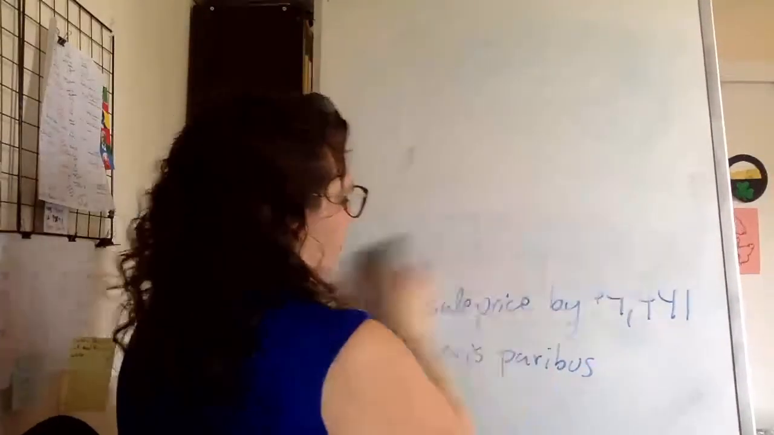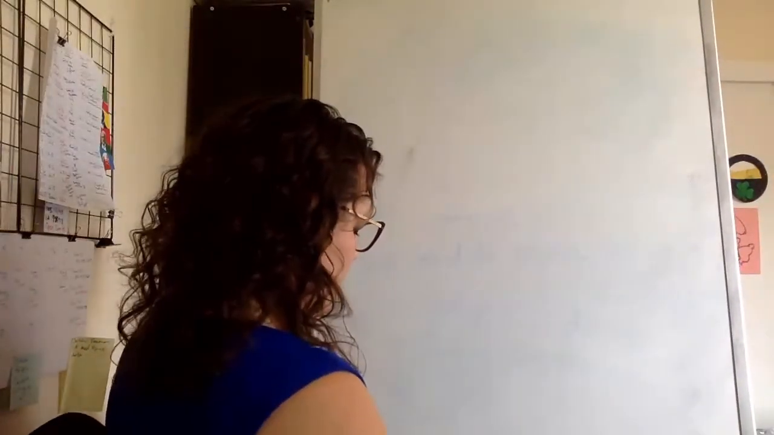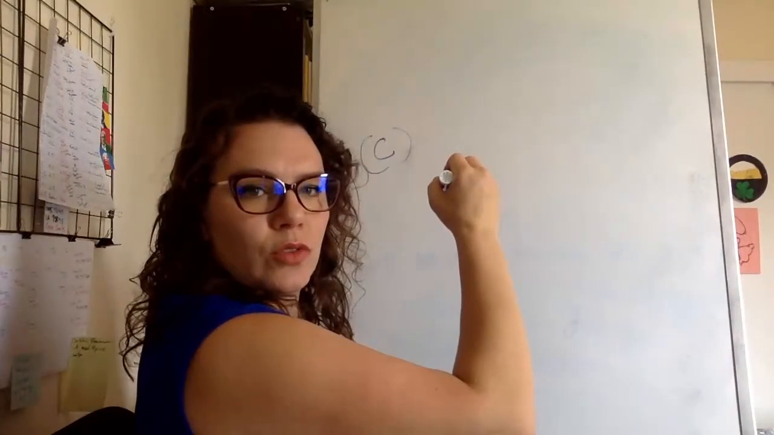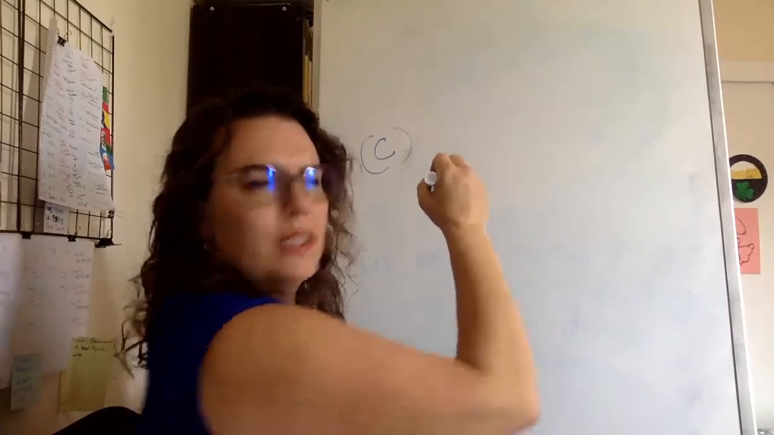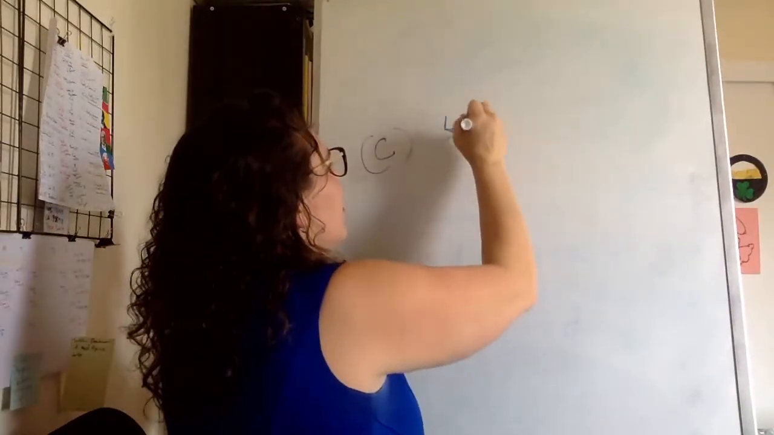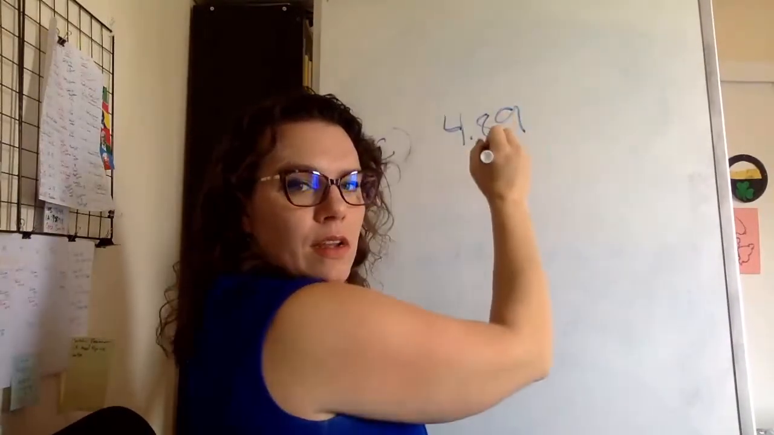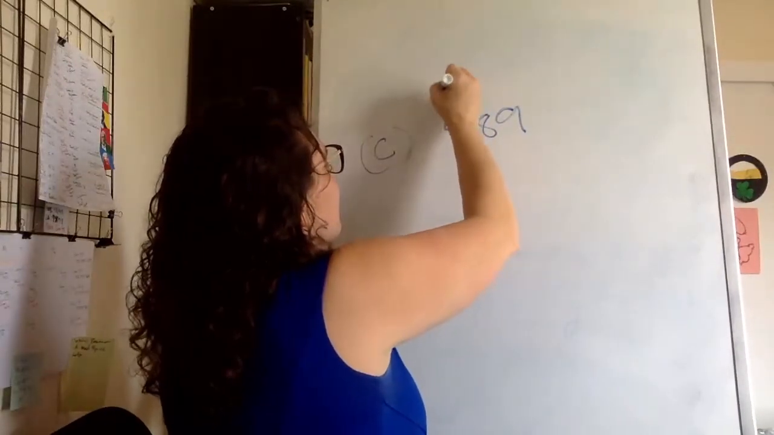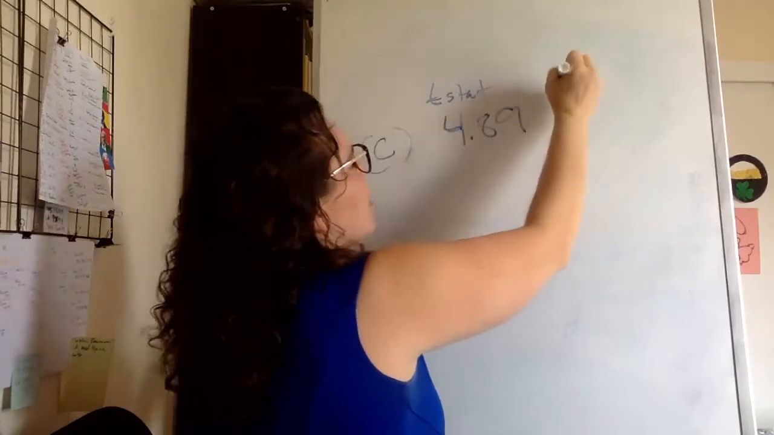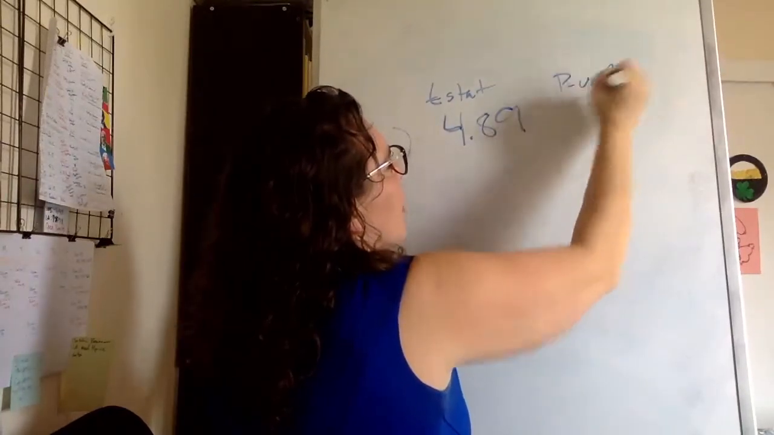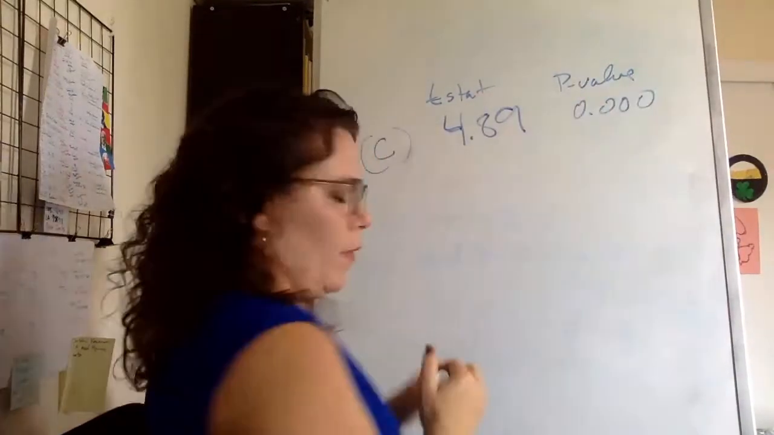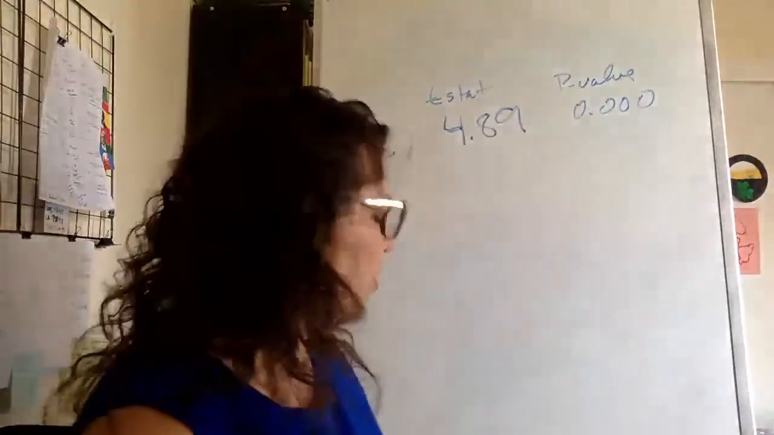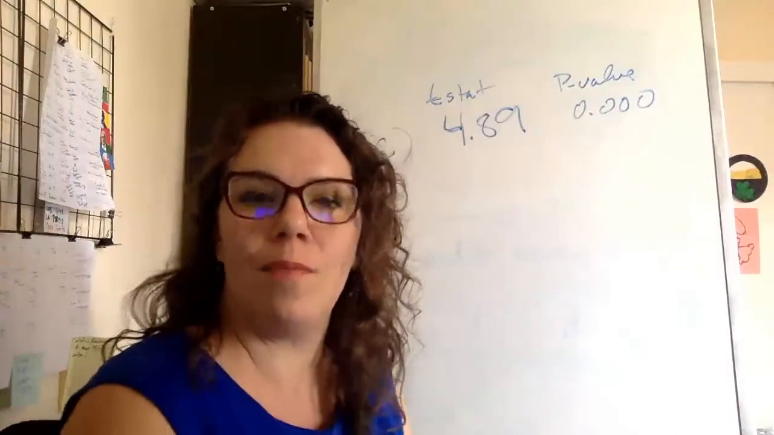So the p-value and t-stat for driveway are, there's a t-statistic of 4.89 and a p-value of 0.000. So we would interpret this by saying that, you can't hardly see that, can you? That pen is dead.